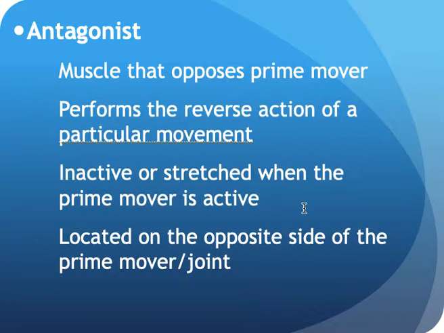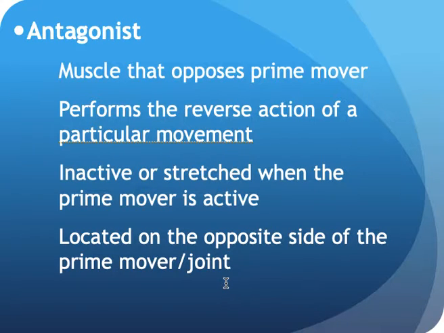It's going to be inactive or stretched when the prime mover is active, and it's usually going to be located on the opposite side of the body. A good example of this, if you move down to the lower extremity, is your quadriceps and your hamstrings. If I'm straightening my knee, or extending my knee, that's the job of my quadriceps, so they're the prime mover, and the hamstrings would be the antagonist.